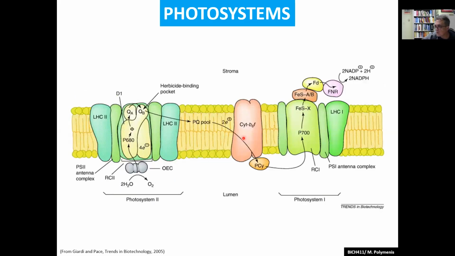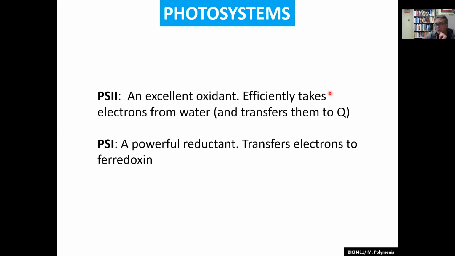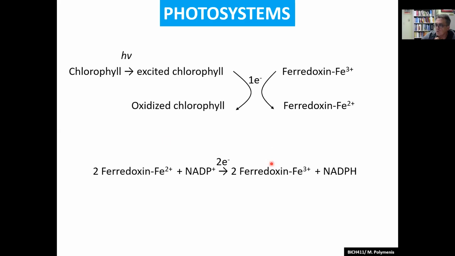That's the view of this electron transport of photosystem 1, where you have the extra electron transport onto ferredoxin. So really what we have here is photosystem 1 being a powerful reductant. It transfers electrons to ferredoxin. It's not easy, okay, to do that, so you need all the energy from light to do that. And so that's who pays eventually to reduce ferredoxin. It's the sun, the light.